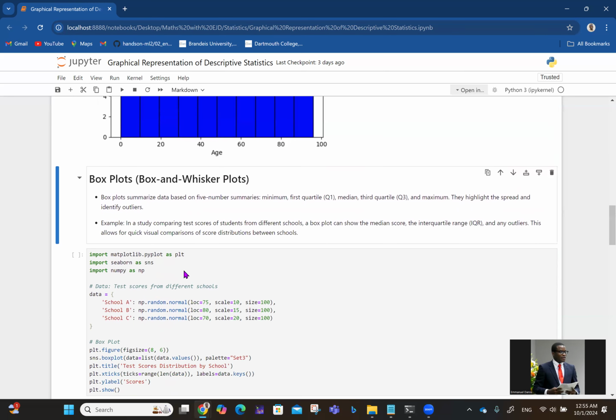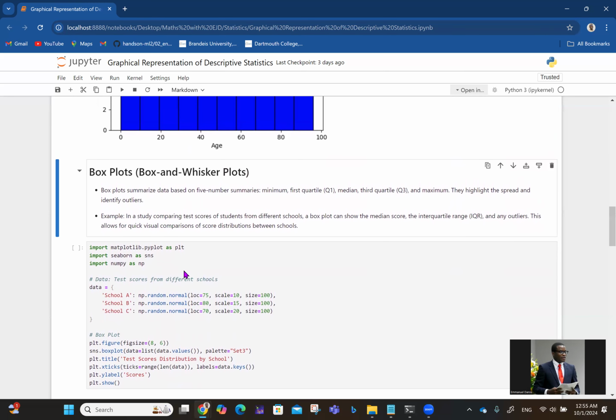Okay. Then, of course, there's this very useful tool called box plots, or you can sometimes call them box and whisker plots. Box plots summarize data based on five number summaries. So it shows you the minimum value of a data set. It shows you the first quartile. The first quartile corresponds with the 25th percentile. It shows the median, which is like the 50th percentile. It shows the third quartile, which is the 75th percentile, and it also shows the maximum.